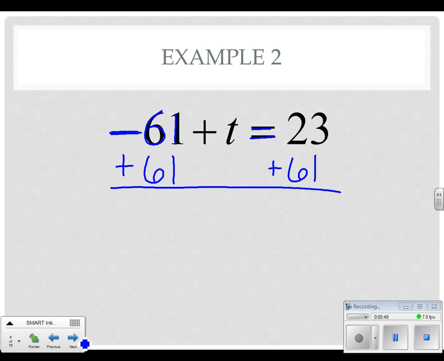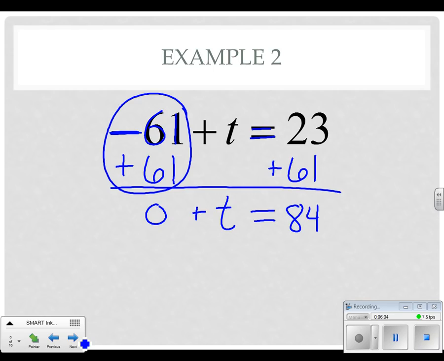My equal sign is going right below where it was. Now negative 61 plus 61, when we add opposites, we get 0 plus t. And 23 plus 61 gives us 84. 0 plus t is t. T equals 84. Here's our solution.